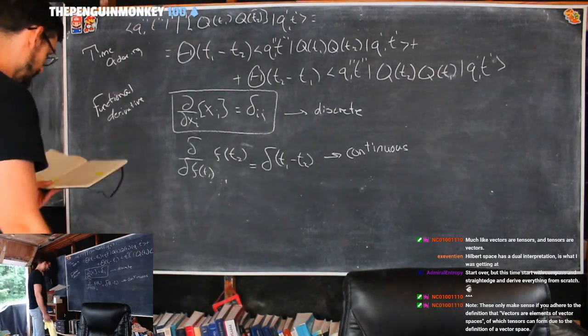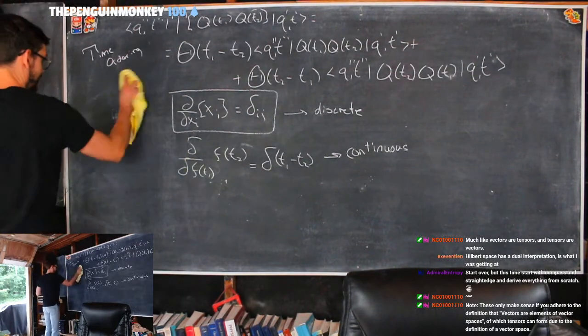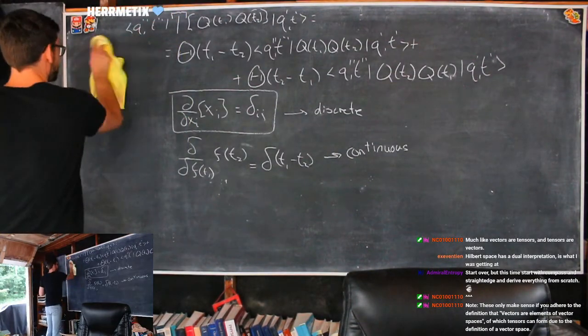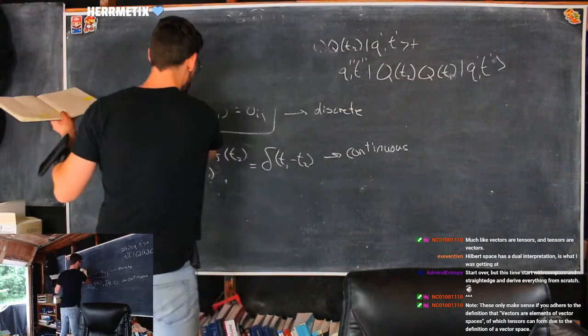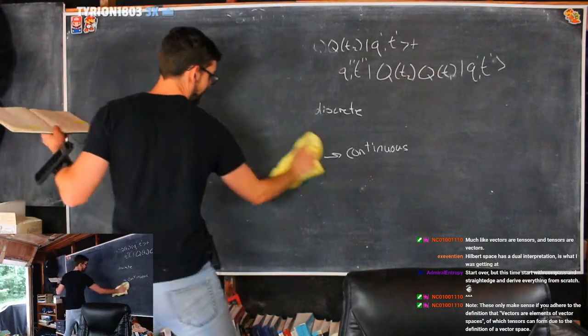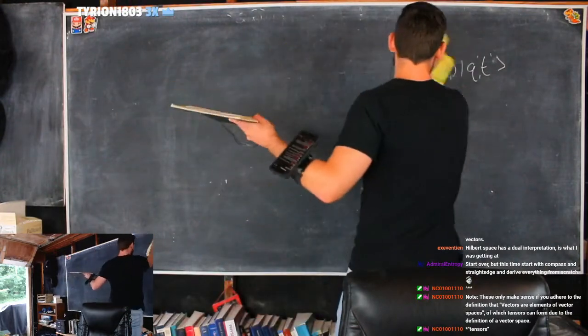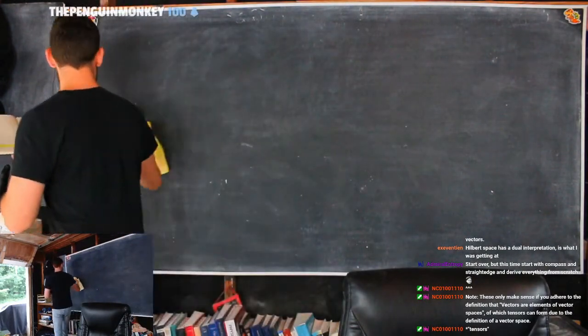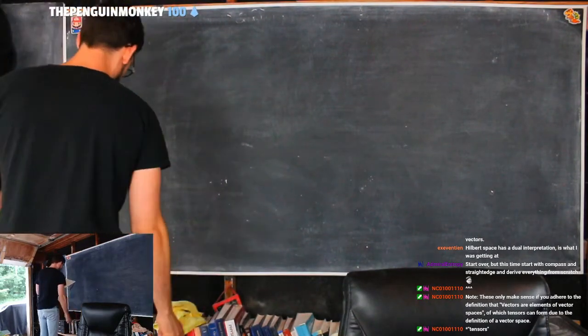All right, so now let's get rid of this. We have our two tools that we just introduced, and now we're going to apply them in the following way, at least the functional derivative. Do we apply time ordering yet? No, we're going to hang on to time ordering for a little bit. We'll see it in a little bit too.